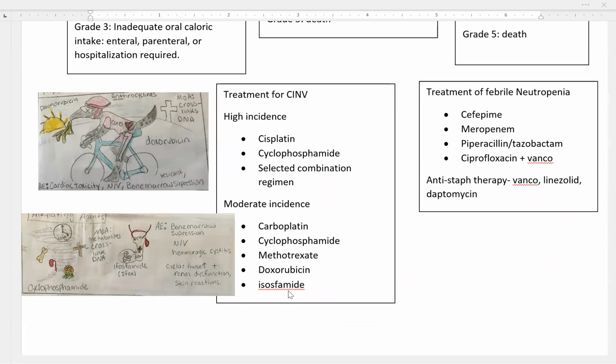And then ifosfamide, which is here. The brand name is Ifex, which I thought sounded like I flex. I flex my arm. You can read through the adverse effects there. Both cyclophosphamide and ifosfamide cross-link DNA. So does carboplatin, so I have a cross in there.